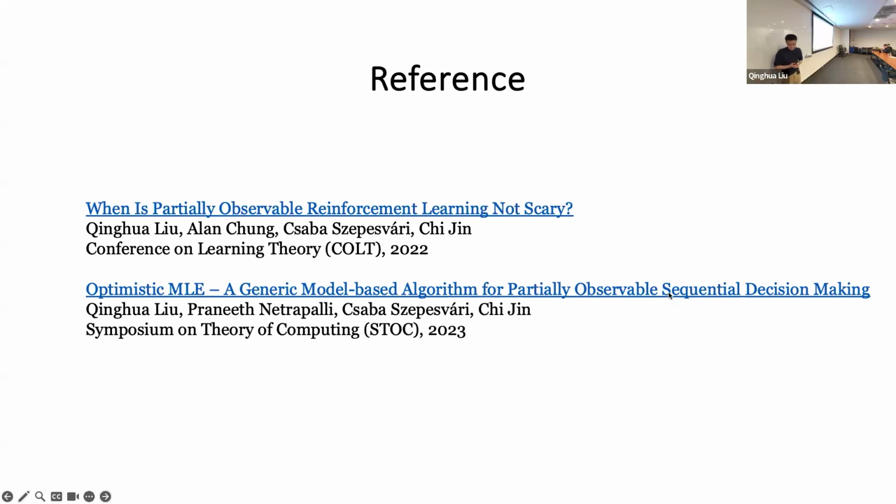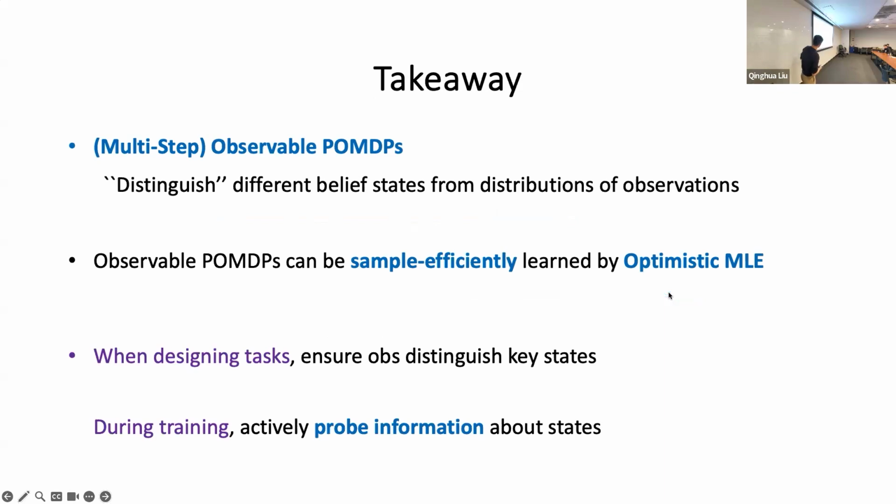I can tell you about a failed project I have done, which was kind of generalizing some of the insights in this project to language models. So one takeaway here is we should try to actively probe the information about the hidden state. And when training language models, you could also do something similar.